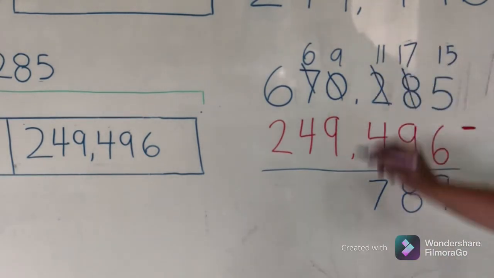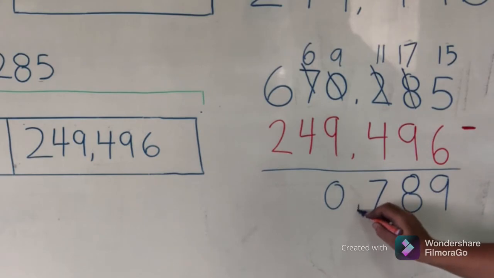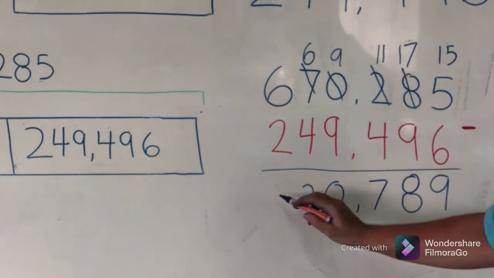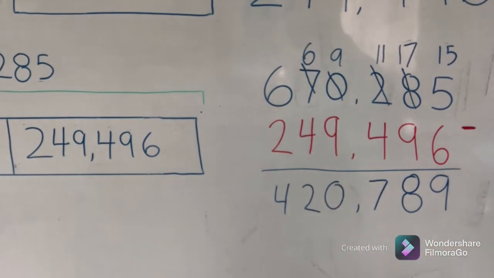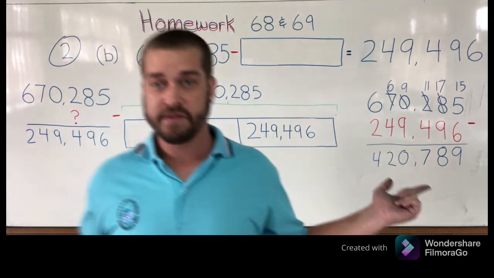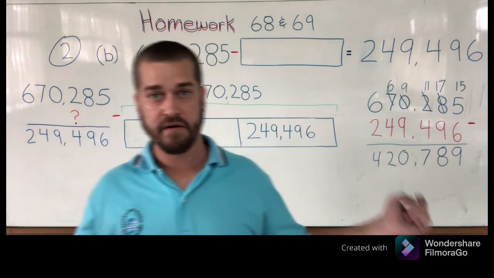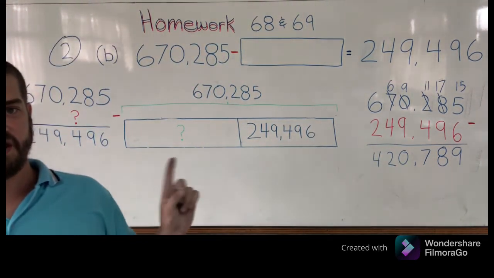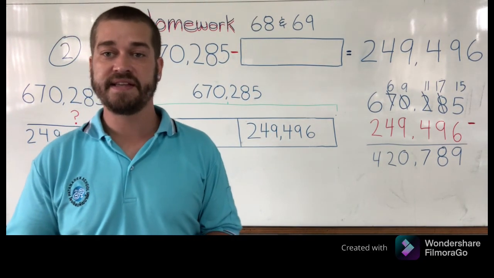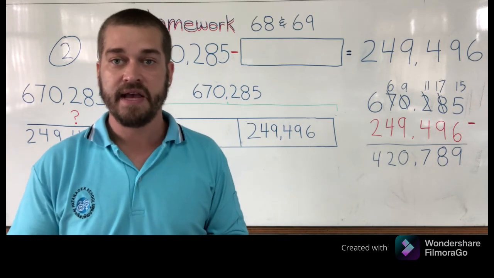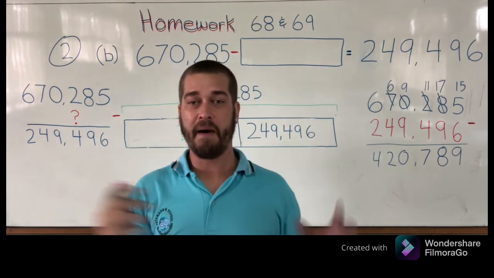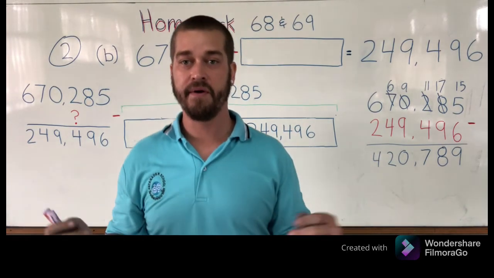And then we have 9 minus 9, which is 0. Oops, don't forget your comma. 6 minus 4, which is 2. 6 minus 2, which is 4. So, for our blue balls, or the part that goes right here, or here, or here, is 420,789.